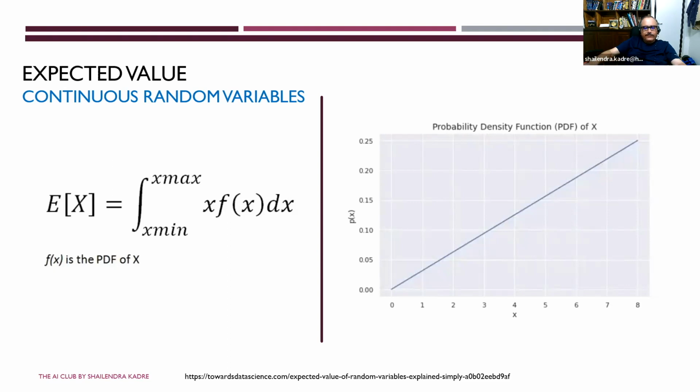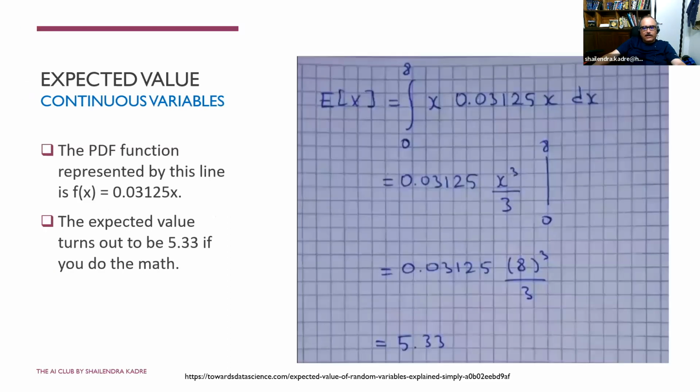Now let us see the formula here. I have some handwritten notes which I took as an image. See the left hand side first. The probability density function Fx is represented by a simple equation of a line, y is equal to mx, so 0.03125 into x.